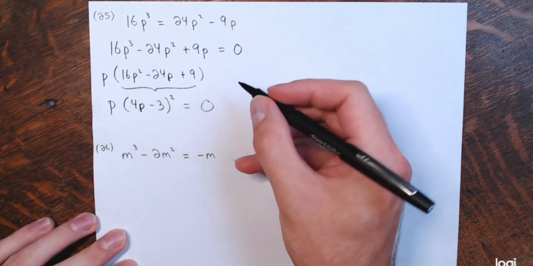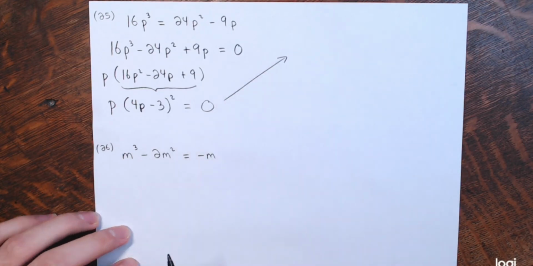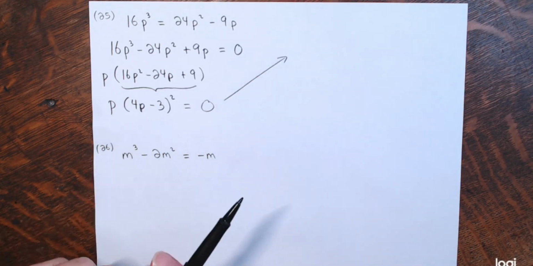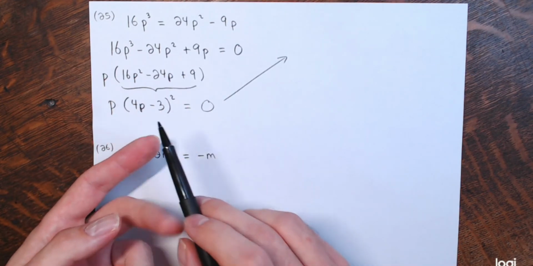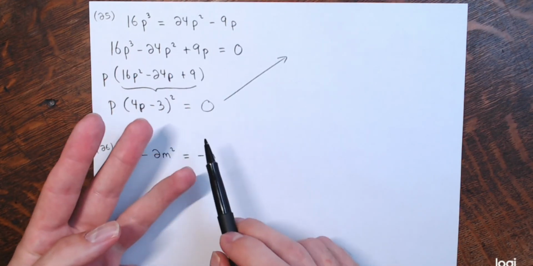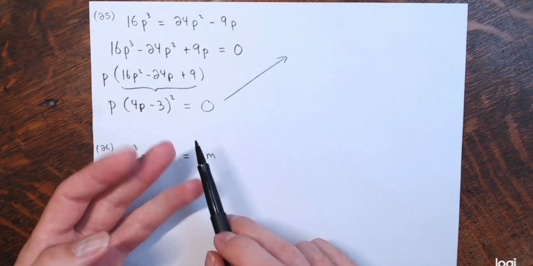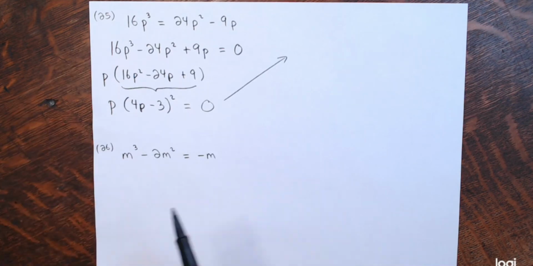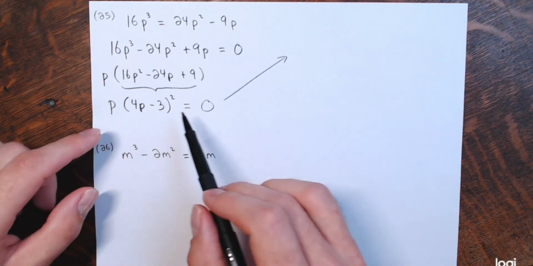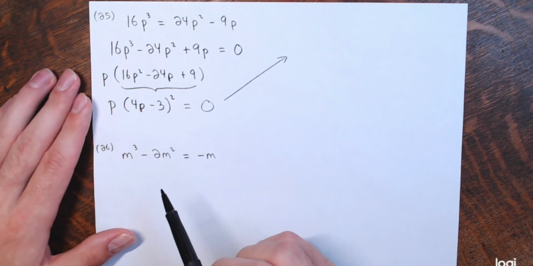And this is equal to 0. And I have what I want. I have a product, but this time with 3 factors: p, 4p minus 3, and 4p minus 3 again, because it's 4p minus 3 squared. So I have a product of 3 factors equal to 0, but it's no different. The zero product property will still apply. You have a product equal to 0, so at least one of those factors has to be 0.